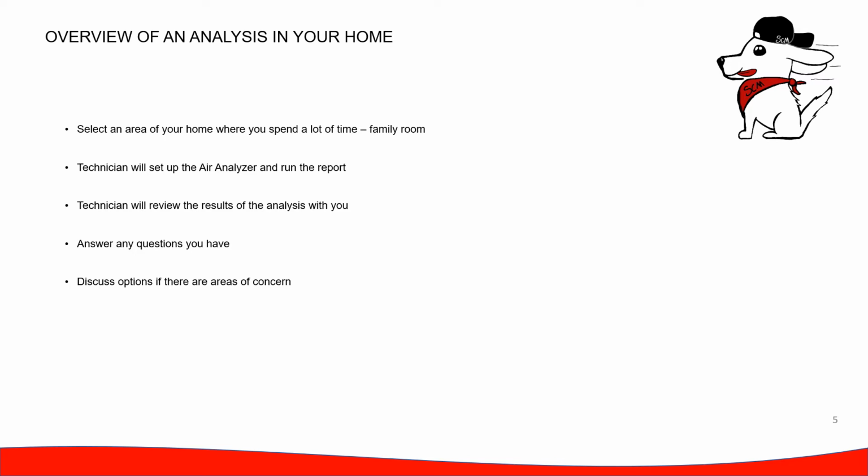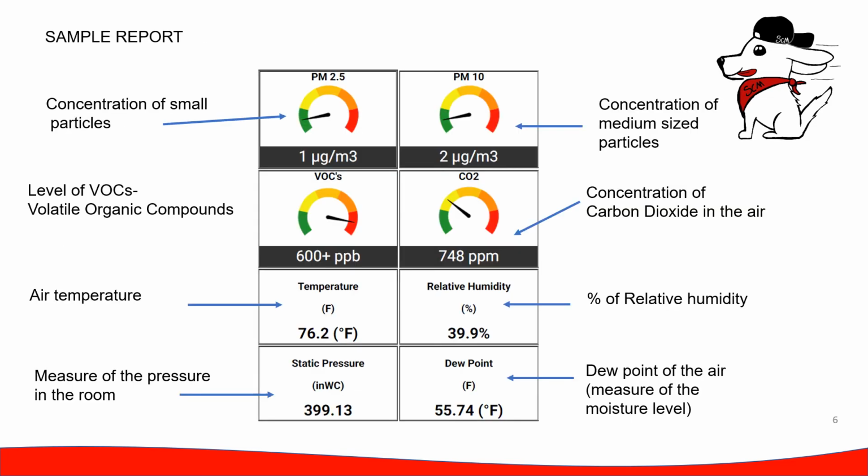From there, they'll go through and answer any questions or concerns that you have. If there are particular areas of concern, such as high carbon dioxide, high particles, humidity, etc., the technician can walk through some potential options with you if that's something you wanted more information on to get it potentially improved.